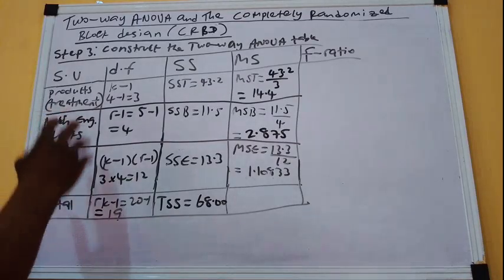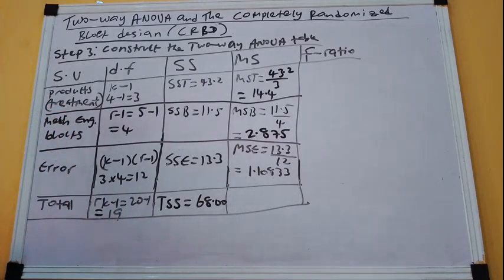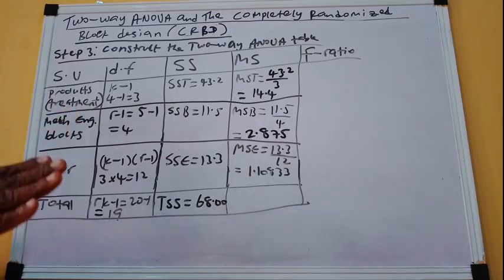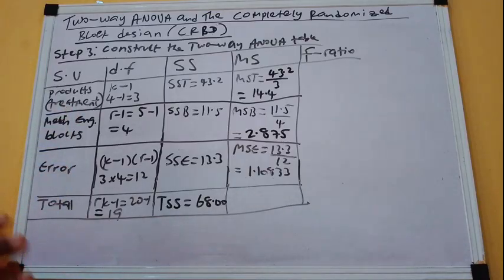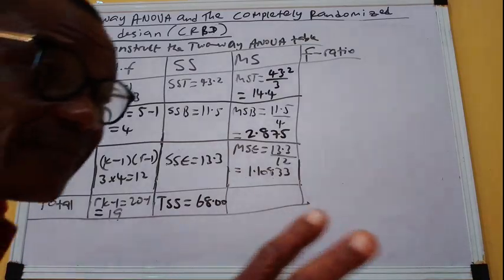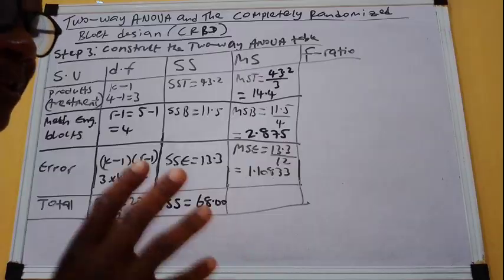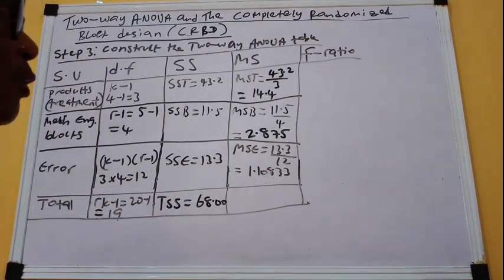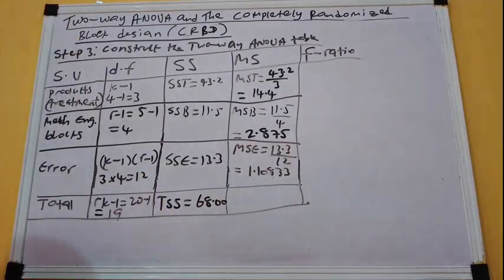Because we have two sets of hypotheses to test. The first set is for treatment. The treatments are the products. H0 says there's no significant difference among the products. H1 says there's significant difference among the products. Then the second set of hypotheses is for the blocks, talking about the judgment by the mechanical engineers. H0 says there's no significant difference in the judgment by the 5 mechanical engineers. Then the alternative is saying there is significant difference in the judgment. The judgments are not the same.